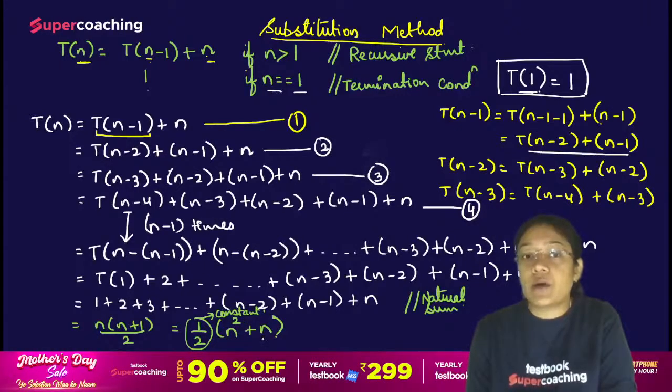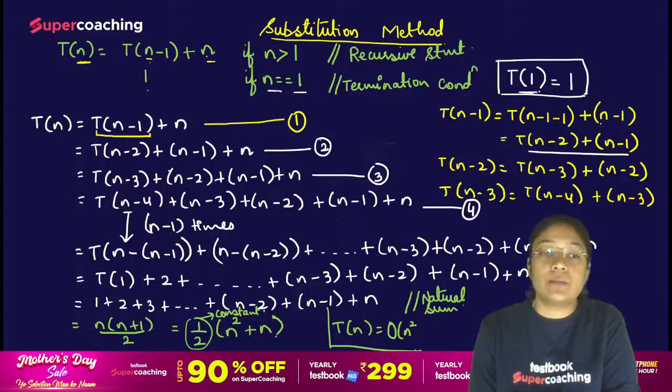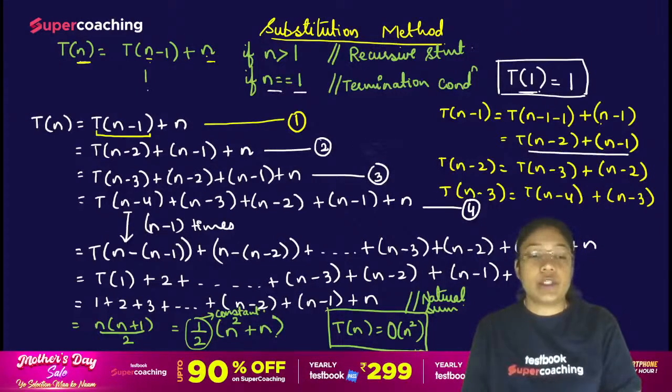Out of the quadratic function and the linear function, obviously quadratic function is greater. So we can say that T of n comes out to be order of n square. And this is the time complexity for the first recurrence relation that we have considered. It's order of n square. Is this clear? This was a very simple example. Quickly give me the confirmation if it's clear.